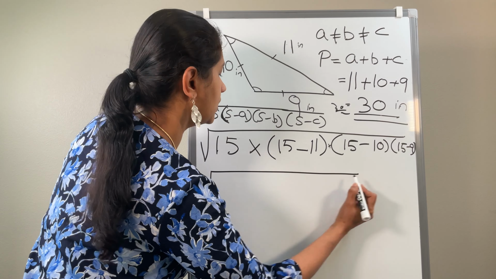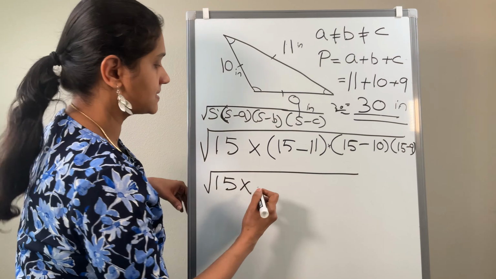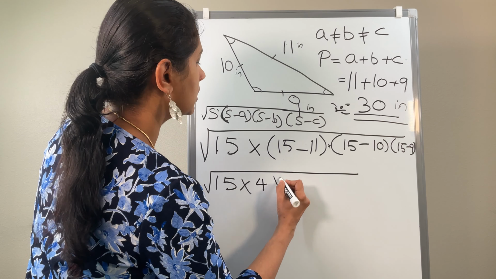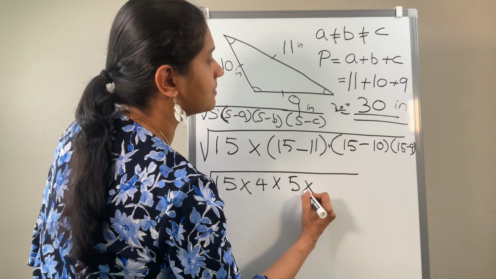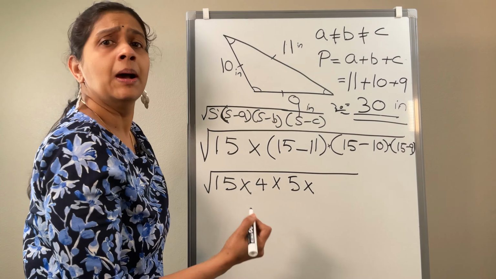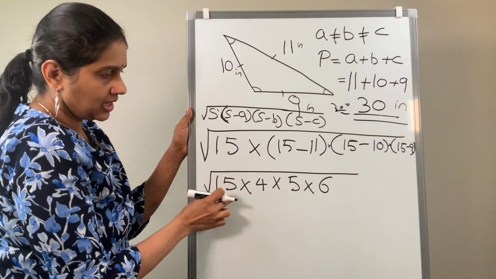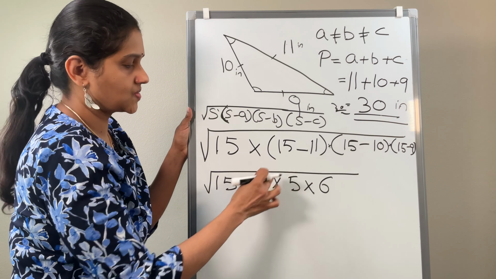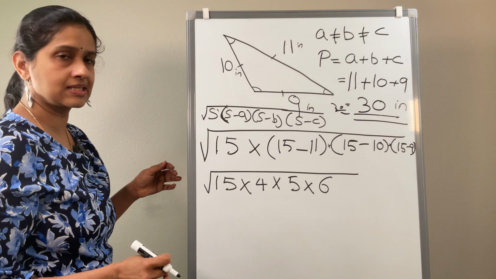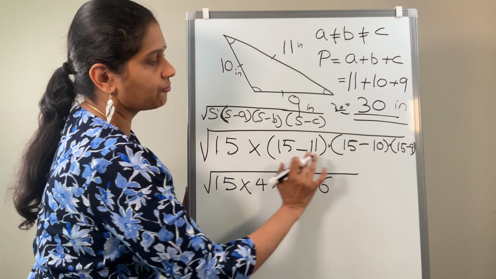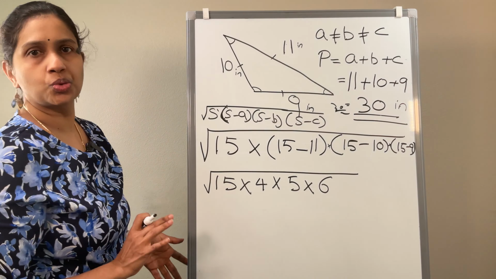So, it's going to be root of 15 times, what is 15 minus 11? It's going to be 4 times 15 minus 10. It's going to be 5 times, if nothing is given, this means it is a multiplication. 5 times 6. So, 15 times, I am simply subtracting this. 4 times 5 times 15 minus 9, 6. Now, again we have to find the square root of this. Don't try to multiply all these together.